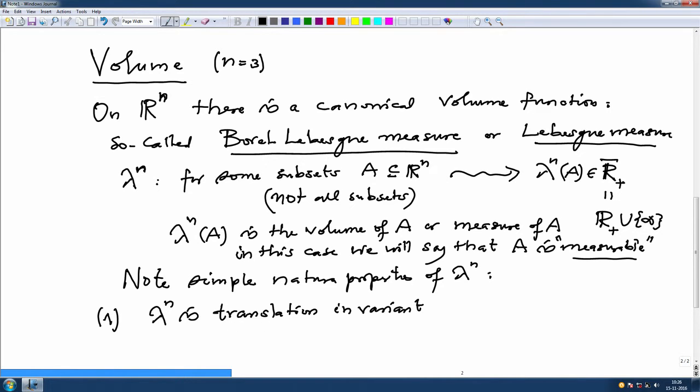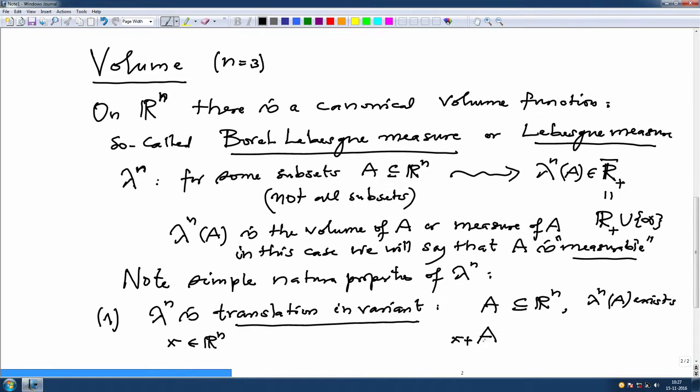What does that mean? That means if I have a set A, a subset A of Rn where volume exists, so lambda n exists, and suppose I have a vector x in Rn and I translate A by x, that means I consider a new set x plus A. This translated set also has a volume, and the volume does not change: lambda n exists and is equal to lambda n of A.